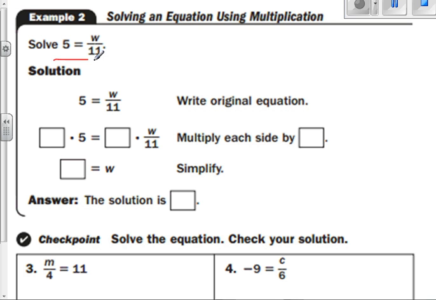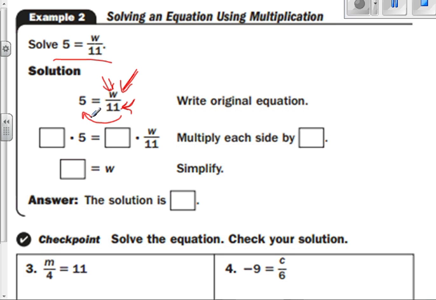So here's our problem. 5 is equal to w over 11. All right. So we start with our actual equation. I see that 11 is the denominator that I need to get rid of because I'm trying to isolate that variable, that w. If you remember from previous years in school, to isolate means I need the variable on one side of the equation or inequality, and everything else, the constants, on the other side. So here, I need to get rid of that 11. That means it needs to move over to the left-hand side.